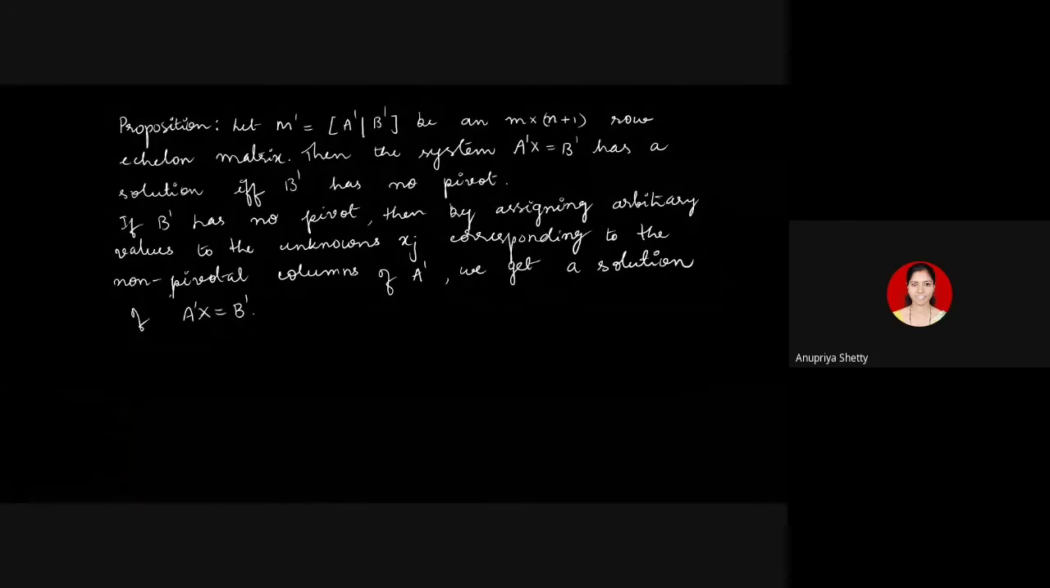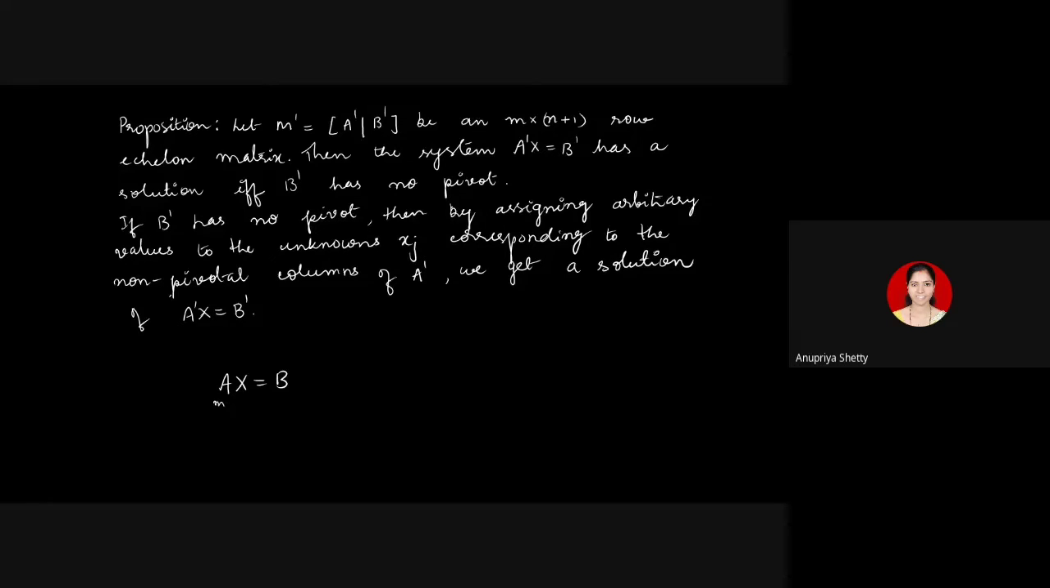So this is the proposition. Hope you can recall what was the augmented matrix. If a system Ax equal to B is given to you, A is the coefficient matrix here, B is the given column vector, and X is the column of unknowns.